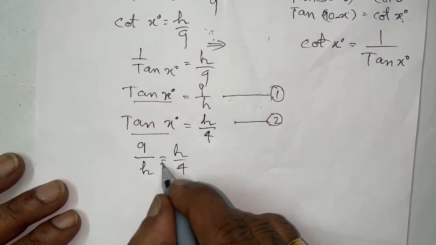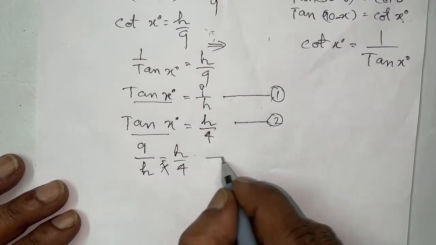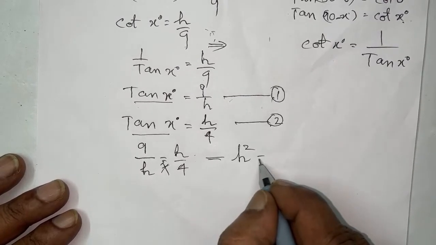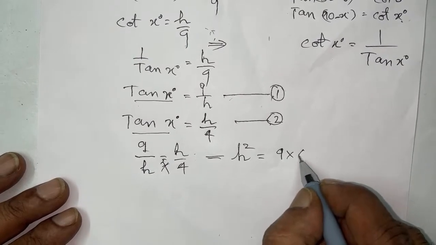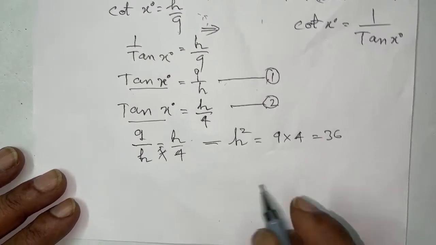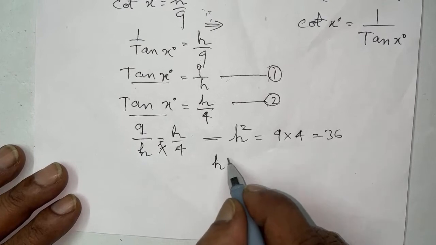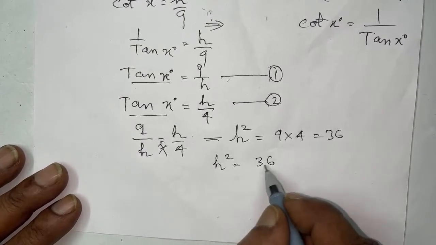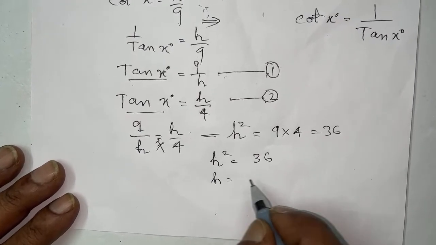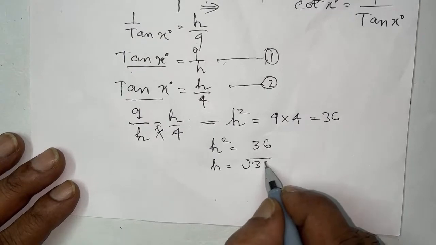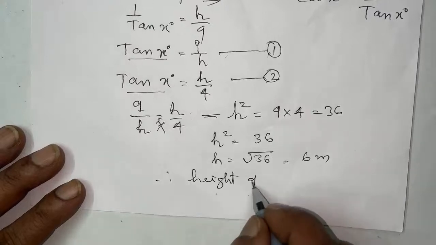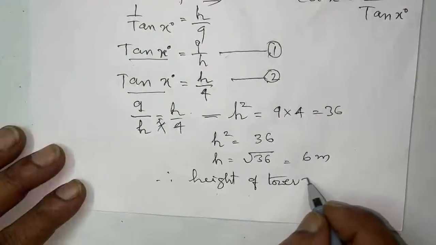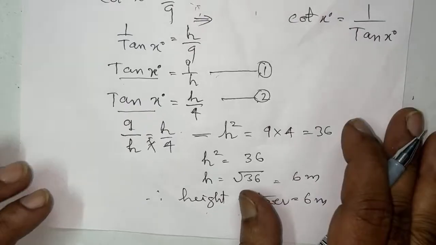Now cross multiplication, what will happen here? h into h is h square, and 9 into 4 is 36. Now h square is equal to 36 and h is equal to the square root of 36. Therefore the height of the tower is equal to 6 meters. That is the way we got here.